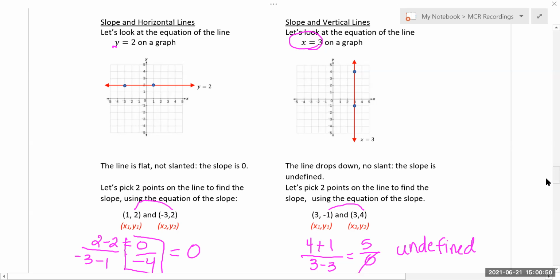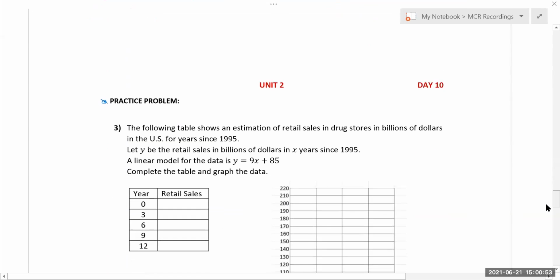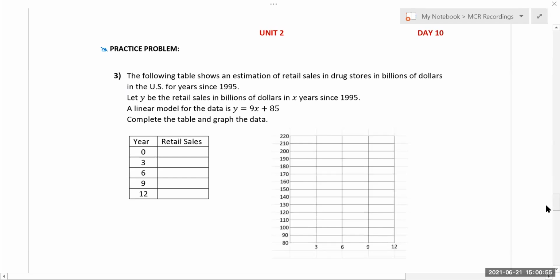All right, I have a practice problem coming. So you'll want to pause and try this one out.